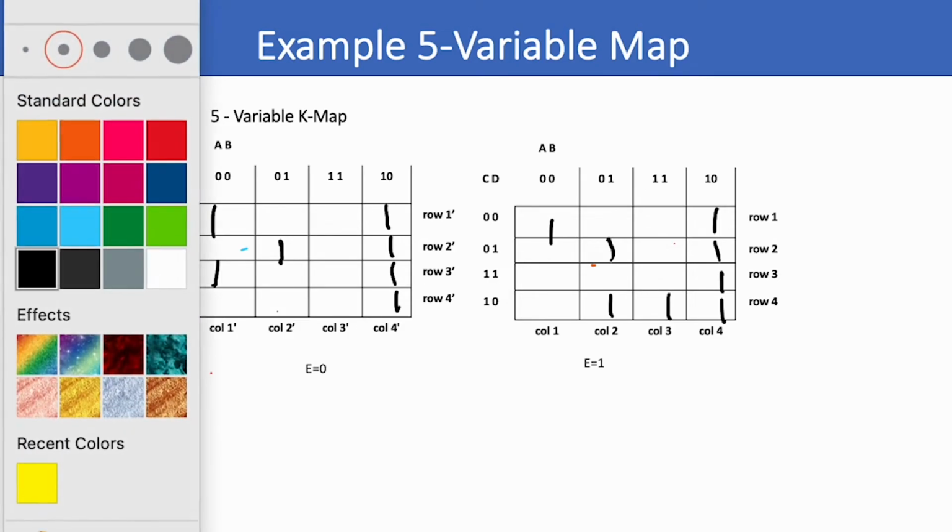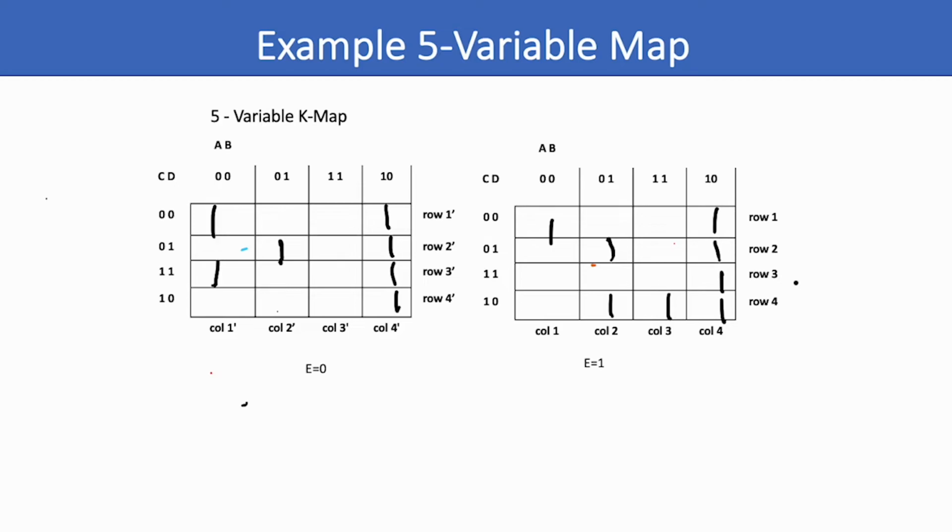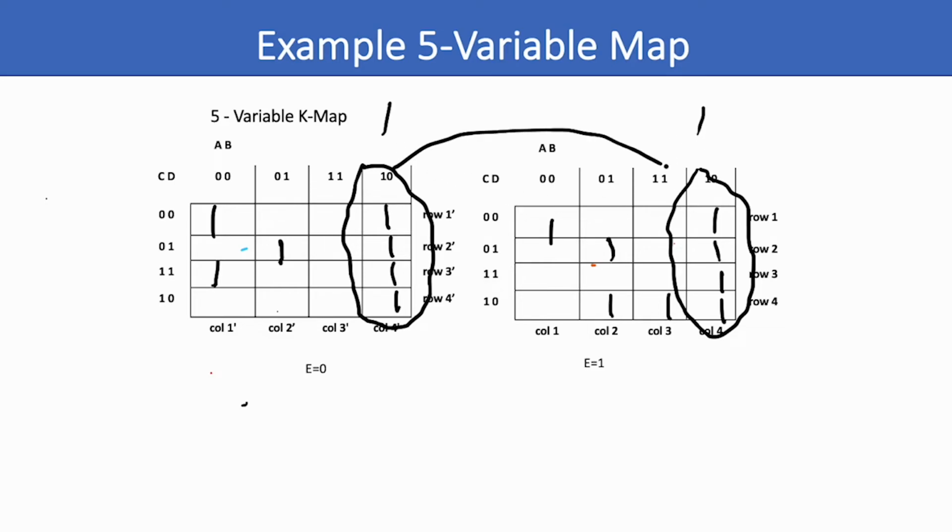Okay, let's look and see what we got here. Well, we know we got 4 right here. And also we know we got 4 right here. And we know that this whole row is adjacent to this whole row. So these are together. So there's one covering right there between the two maps. Okay, let's look at another covering.